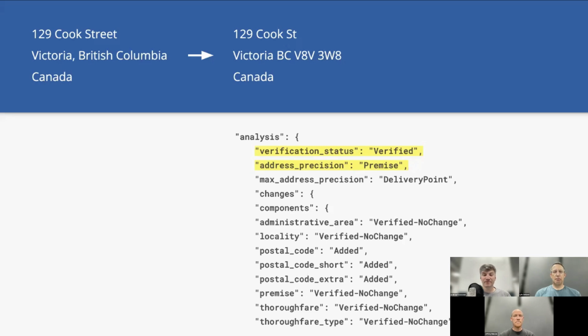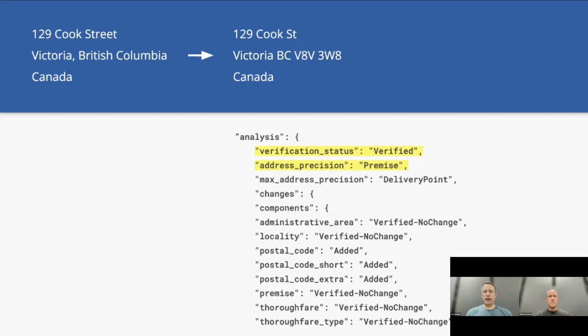Jumping back into our international address example here, 129 Cook Street in Victoria, Canada. Again, on the left side, you see what it might have looked like when it was input by a customer or an end user. And on the top right, you see our standardized version of it, complete with the administrative area, BC, and then the postal code. Most importantly, in the analysis section, a verification status of verified. In this case, the address precision is not delivery point, which is the very best, but address precision to premise. With an address precision to premise, we do recommend treating it as a valid address.